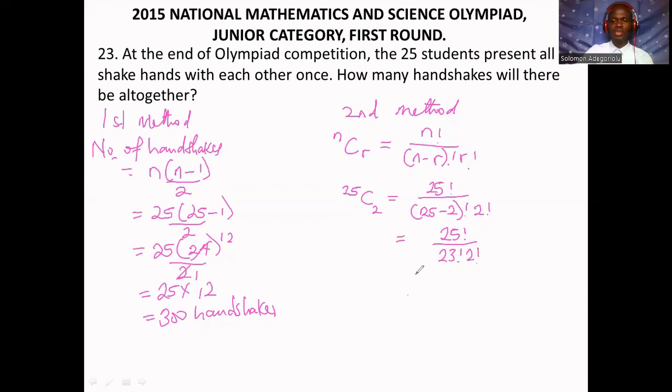The numerator, 25 factorial, let's expand it. That means 25 times 24 times 23 factorial, over 23 factorial times 2. Now from this aspect, we can eliminate this 23 factorial with this 23 factorial. Aside from that, 2 into 24 is 12, and we are left with 25 times 12. And 25 times 12 will give us 300, which means we have 300 handshakes altogether.